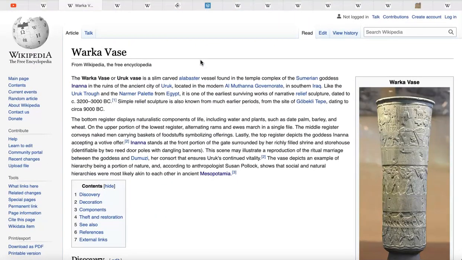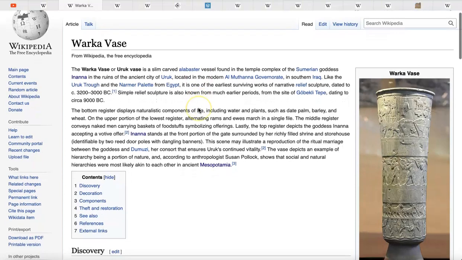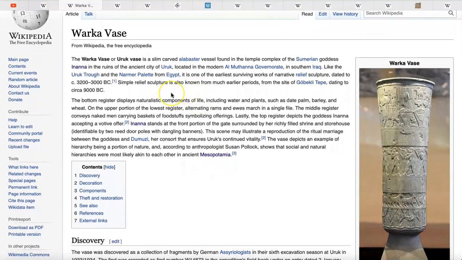Inanna. And now I'm featuring the Warka Vase, okay? And I'll read this quickly. The Warka Vase, or Uruk Vase, is a slim carved alabaster vessel found at the temple complex of the Sumerian goddess Inanna in the ruins of the ancient city of Uruk, located in the modern Al-Muthanna governorate in southern Iraq.